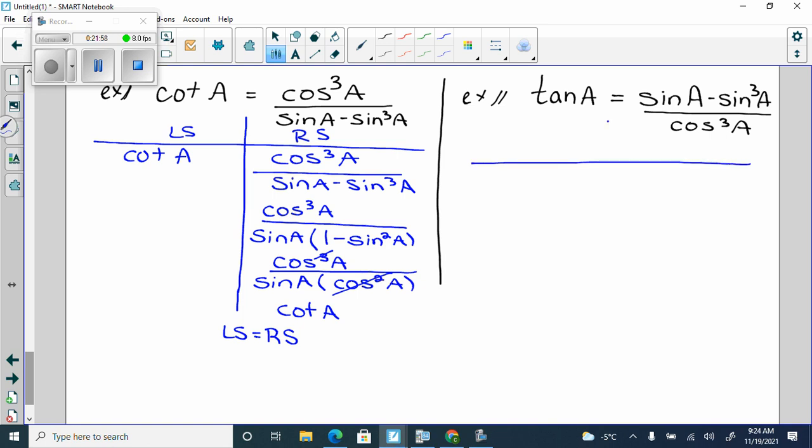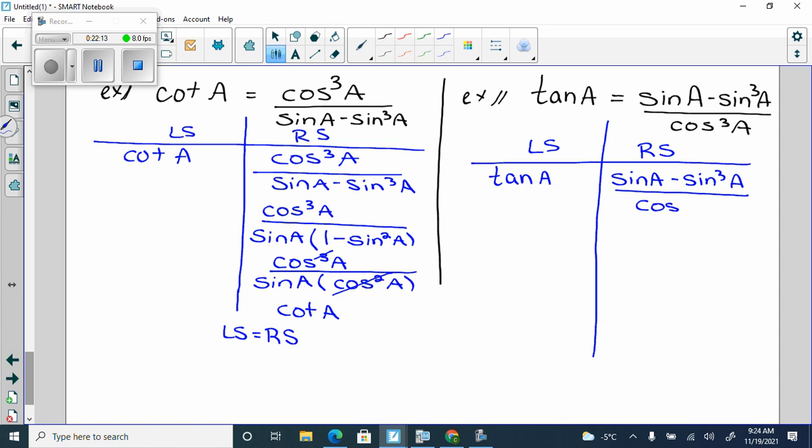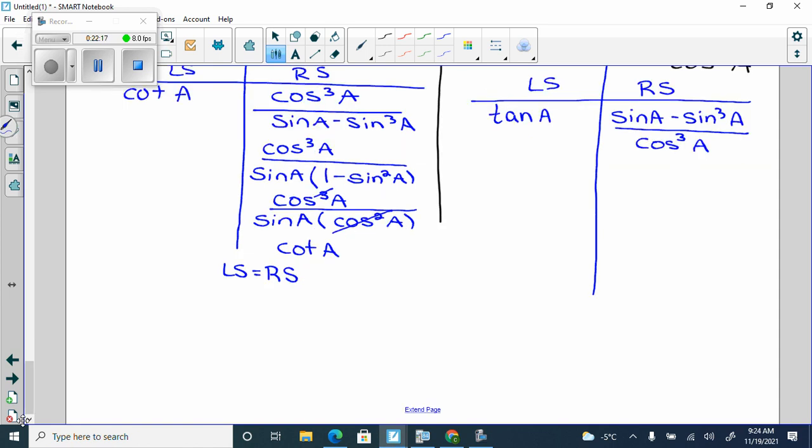It's the same thing. Okay. Left side, right side, tan A, sine A, minus sine cubed A, over cos cubed A. You guys are going to try that one on your own. You should be able to. It's a replica of this one, just numerator, denominator mix. Okay. I want you to try this one. We're paying attention. We're going to work together on this one.